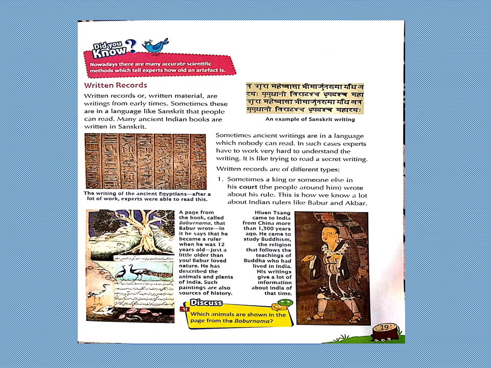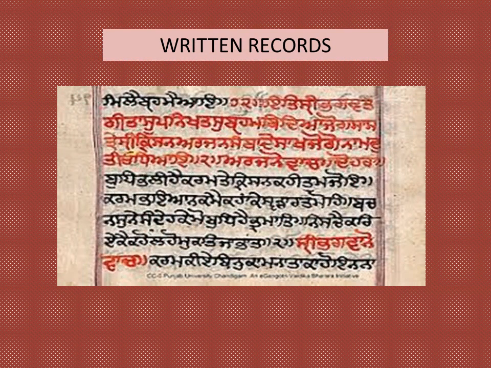Can you see the picture? On page number 19 we are now. Can you see the picture of an example of Sanskrit writing? Yes. But sometimes ancient writings are in a language which nobody can read. In such cases, experts have to work very hard to understand the writing. So it takes a lot of pain on the part of the experts to finally find out what is actually written in those types of writings. It is like trying to read a secret writing, like decoding it.